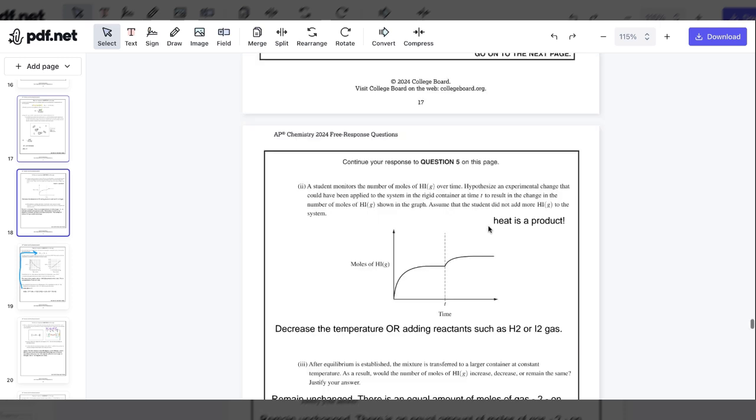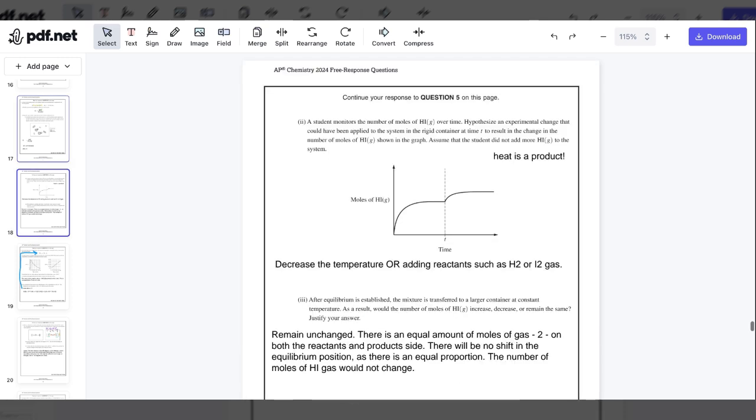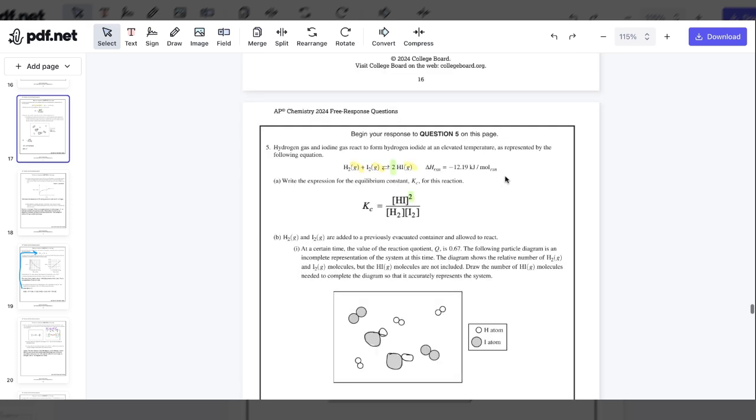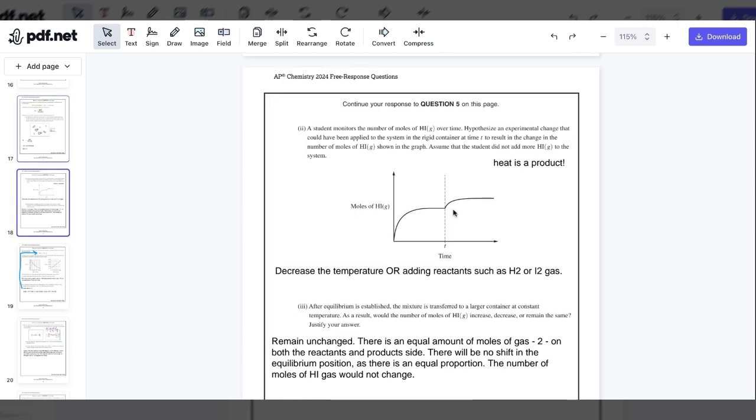So actually, if you go back up to the equation over here and notice, it's exothermic, as I mentioned before, and that indicates that heat is a product. So basically, you can say 2 things. At this point we're utilizing Le Chatelier's principle. So we're trying to figure out why are we shifting to the right? Why are we creating more HI, right? Because moles of HI is going up.